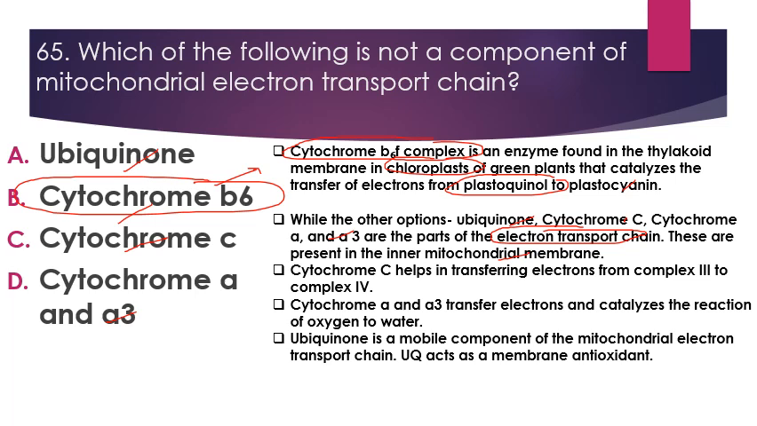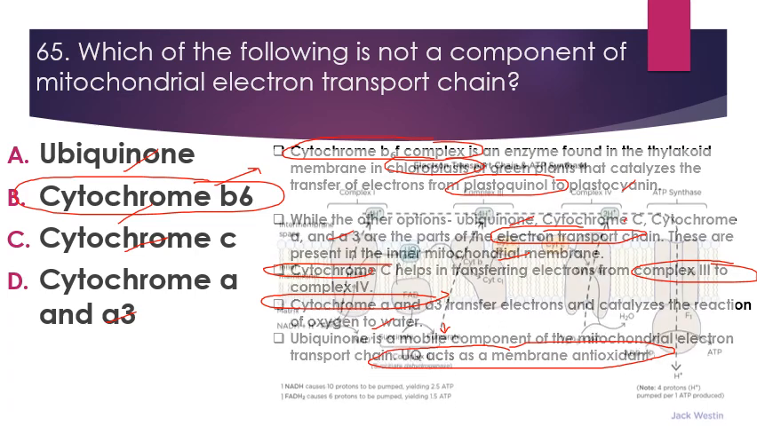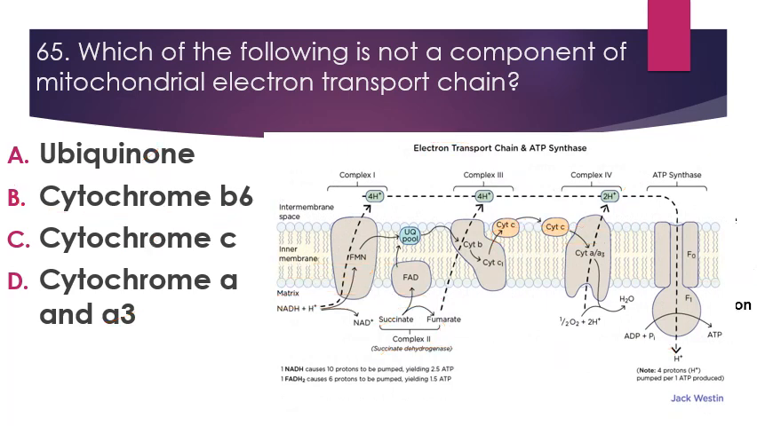Cytochrome C helps in transferring electron from complex 3 to complex 4. This is the role of cytochrome C. And cytochrome A and A3 transfer electron and catalyze the reaction of oxygen to water. And ubiquinone is a mobile component of the mitochondrial electron transport chain. It acts as a membrane antioxidant and also receives electron from both the pathways, that is one from the NADH, another from the FADH. So this is the mitochondrial electron transport chain. And here we can see this ubiquinone is involved. Then we have cytochrome C and cytochrome A and A3, but cytochrome B6 is lacking here, so this is not present in the mitochondria.